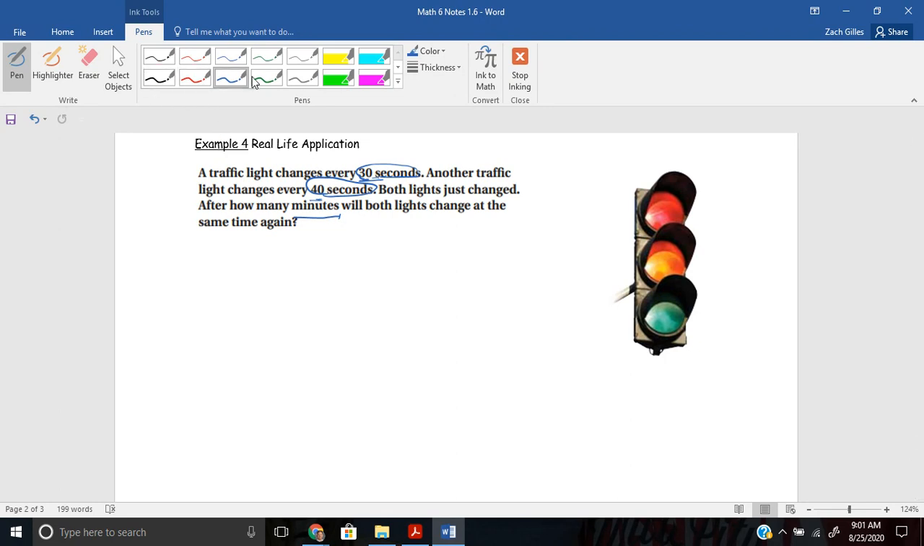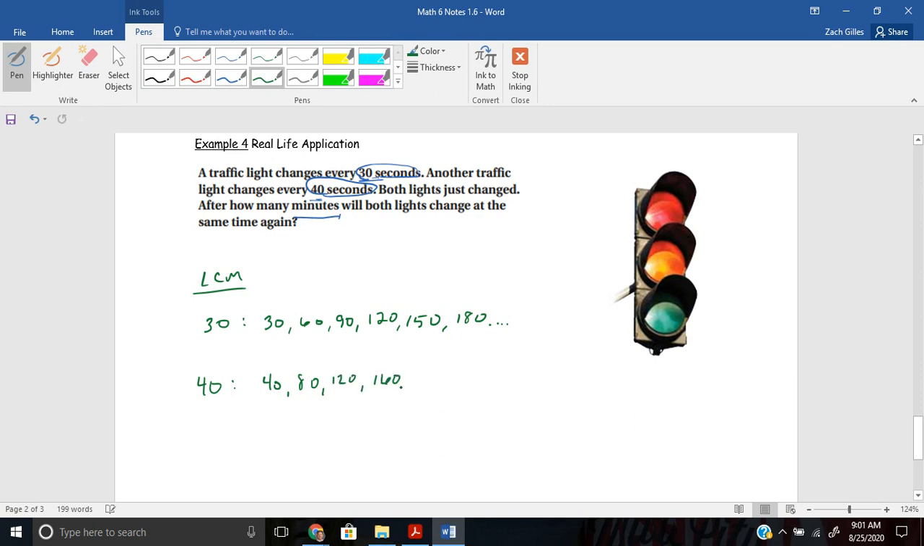But you've probably caught on by now, and you can probably already see, all right, we need to find the least common multiple of 30 and 40. Okay, both lights just changed. How many minutes will they change at the same time again? All right, so this will be the multiples of 30 will be 30, 60, 90, 120, 150, 180. We might have to keep going. I'm not sure yet. Multiples of 40 would be 40, 80, 120, 160, 200.